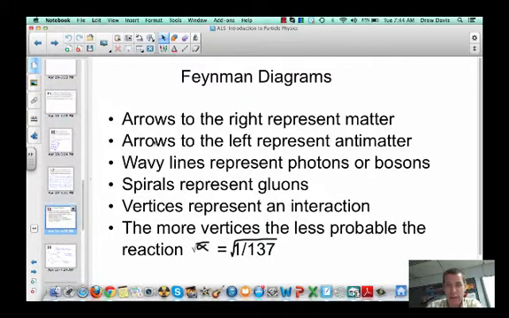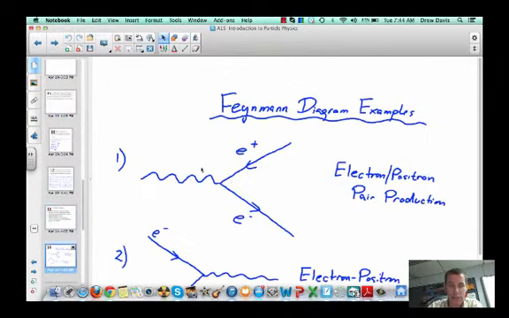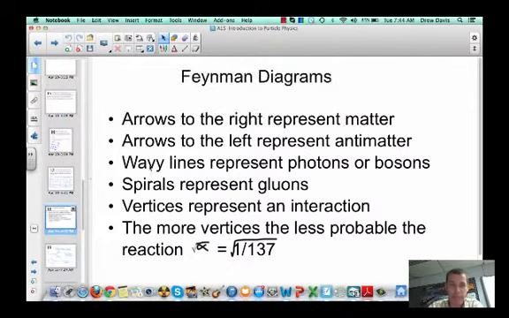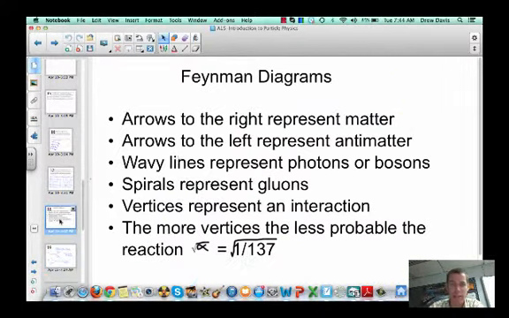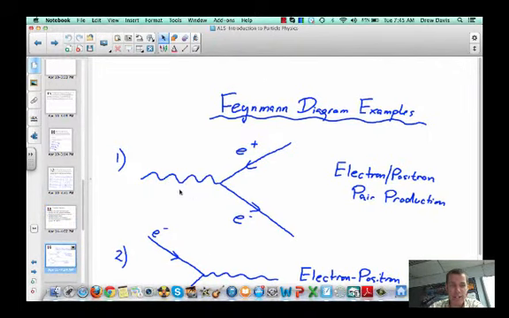Arrows that point to the right represent matter. So skipping ahead, here's an electron with an arrow pointing to the right. That represents matter. Arrows pointing to the left represent antimatter. So here's an arrow pointing to the left. That's a positron. That's antimatter. Wavy lines represent photons or bosons. So these are wavy lines.